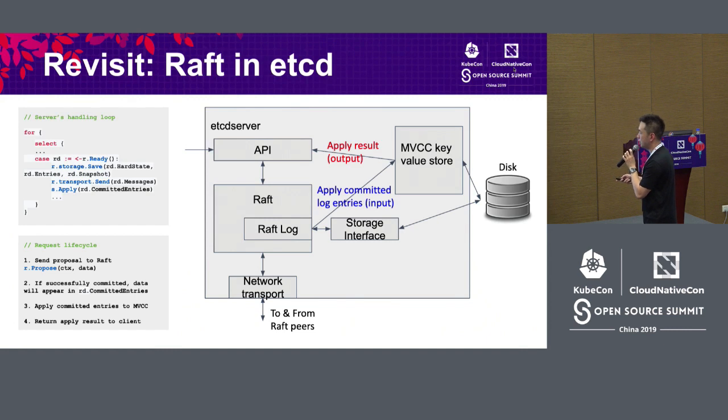if that raft log entry is committed, which means most nodes have that entry, eventually it's going to show up in your output field, committed entries. So now the server needs to apply the committed log entries to the key value store, and the applied result is going to be sent back to the client.